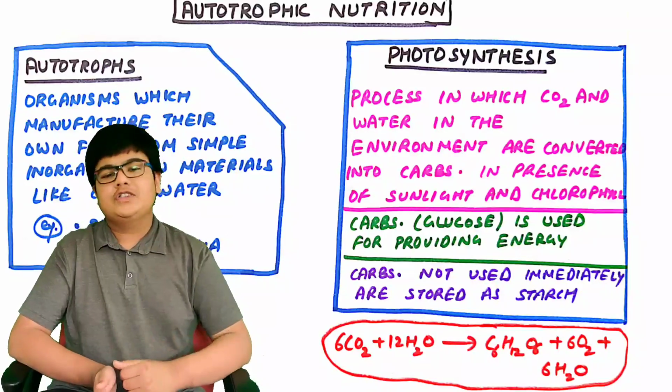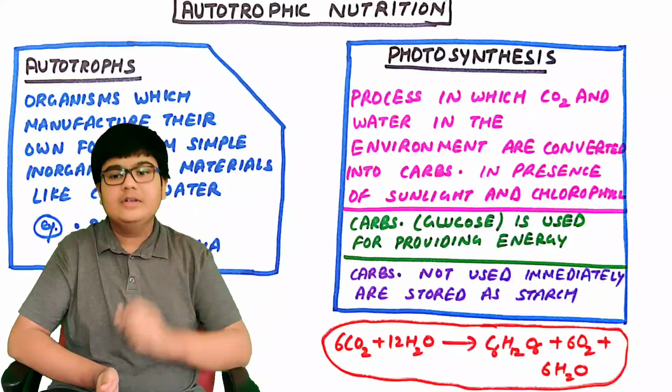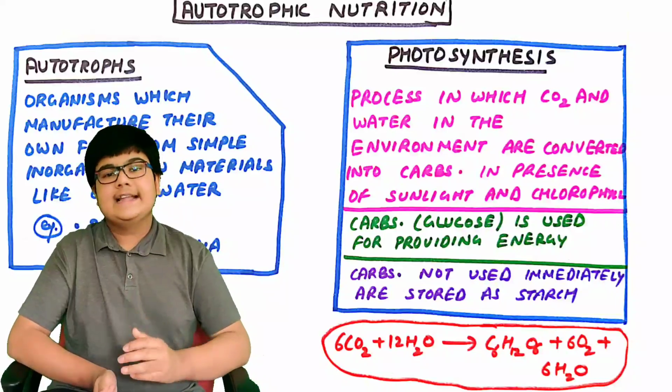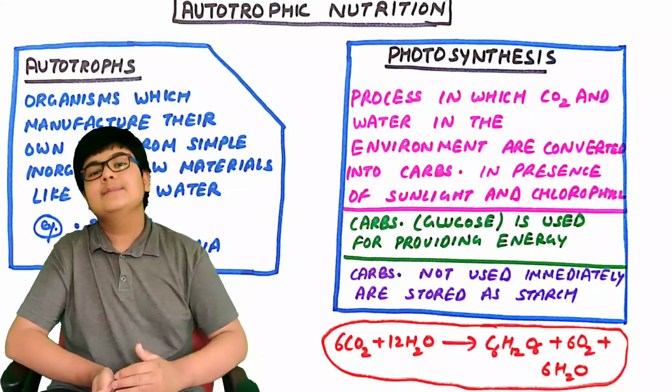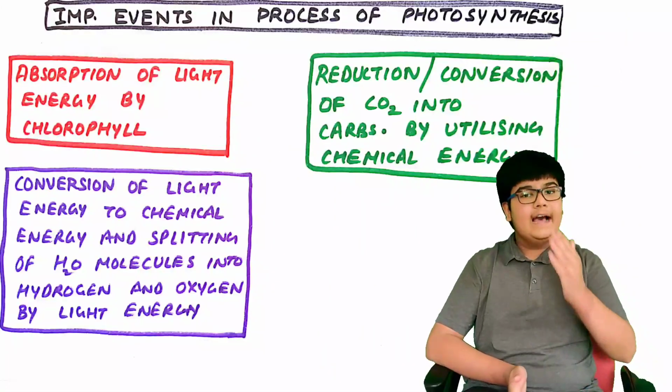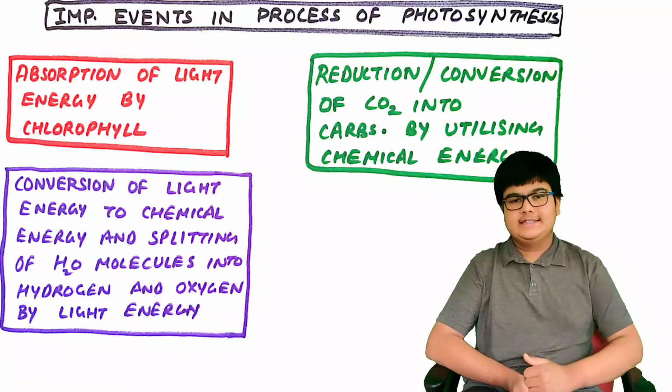So the equation of photosynthesis is that 6CO2 plus 12H2O results in C6H12O6, which is glucose, plus 6O2 plus 6H2O. Now, let us see the important events in the process of photosynthesis.